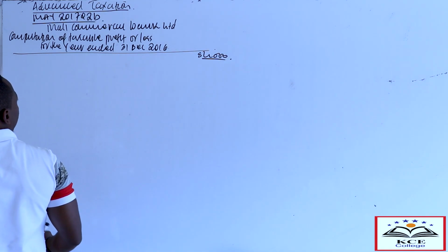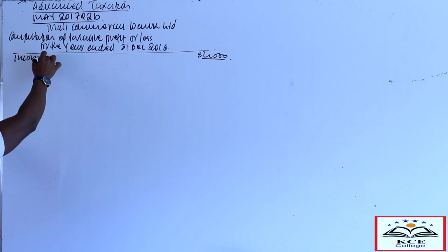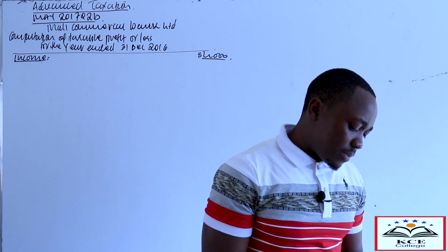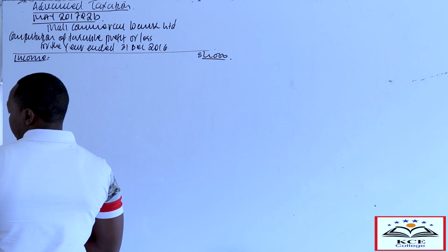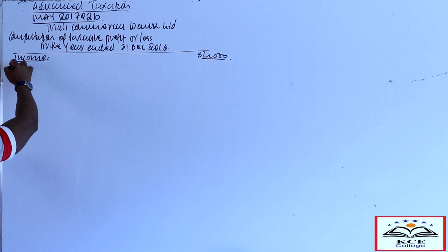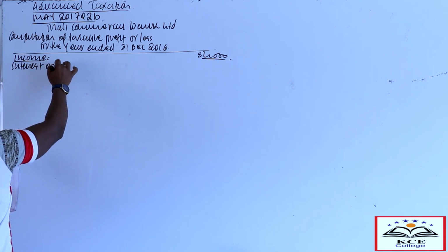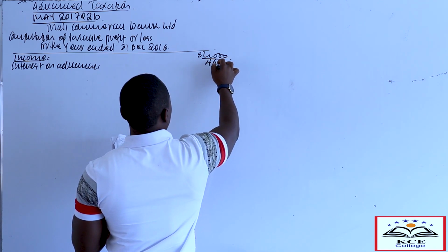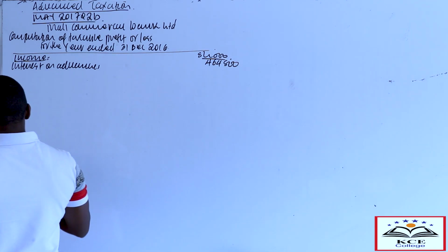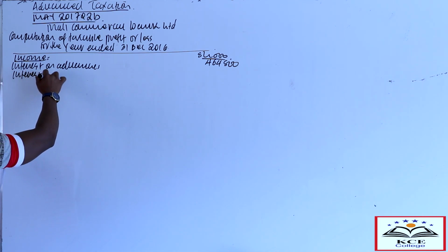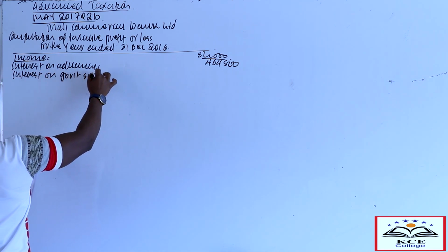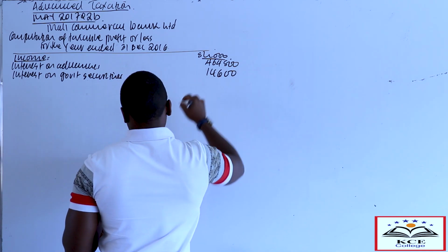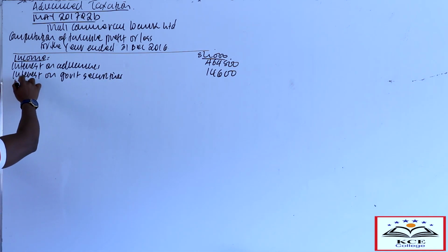Shillings are in thousands. So we say that this one is an incomplete record. Being an incomplete record, we start with taxable income, then we raise allowable expenses. In taxable income, we have the interest on advances, an amount of 464,800. Also, we had interest on government security, an amount of 14,600.